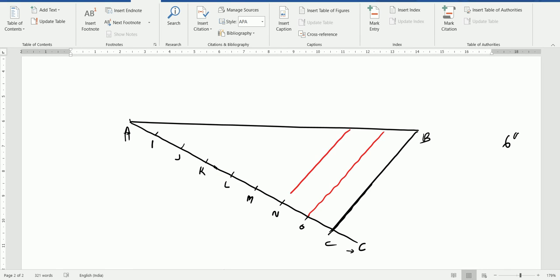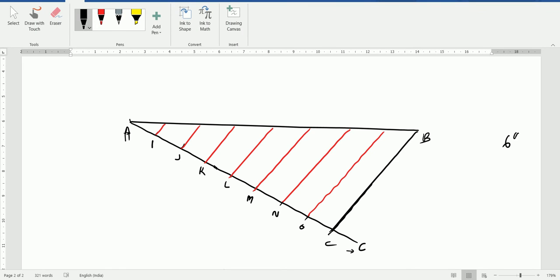So this is another one, this is another one, this is another one. Okay, so in this way, we have divided line AB into these equal divisions. Okay, see here, these are the points. So 1 2 3 4 5 6 7 8. So this line AB has been divided into 8 equal divisions.